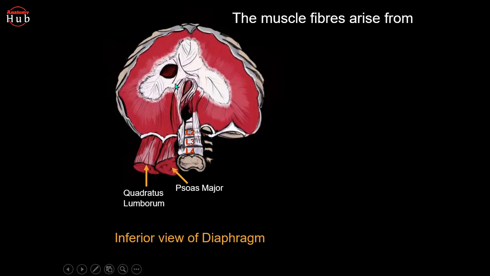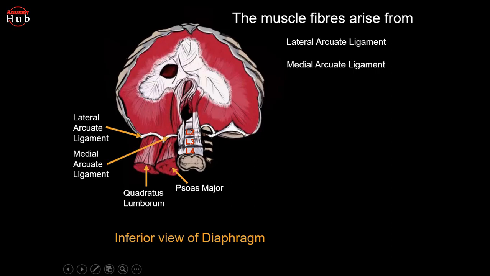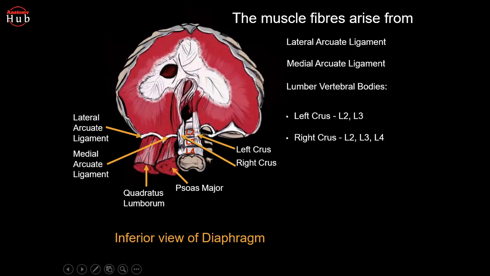The muscle fibers arise from the lateral arcuate ligament. Here you'll see the quadratus lumborum muscle and psoas major muscle. Actually, they are the two muscles present there, and there we'll find the thoracolumbar fascia thickening that makes this lateral and medial arcuate ligament. And from this arcuate ligament, the diaphragm takes its origin.